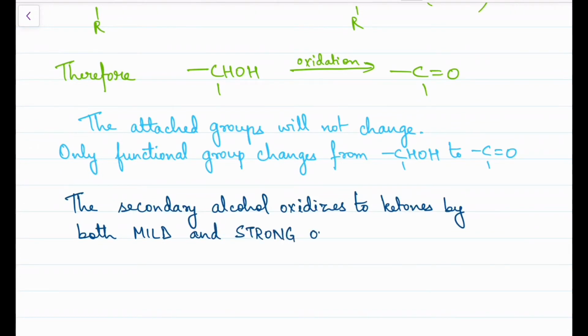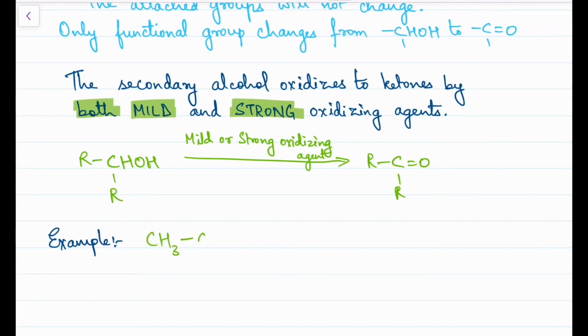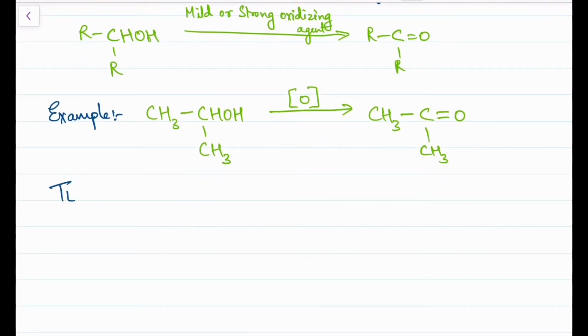Doesn't matter what the oxidizing agent is, it will always give you a ketone as a product on oxidation. The attached groups will not change again, only the functional group will change from secondary alcohol to ketone. So you can either use mild oxidizing agent or strong oxidizing agent, doesn't matter. Both of them will give you the same result of the formation of a ketone. So for example, CH3, CHOH, CH3. When that is oxidized, it will give you CH3, COCH3.